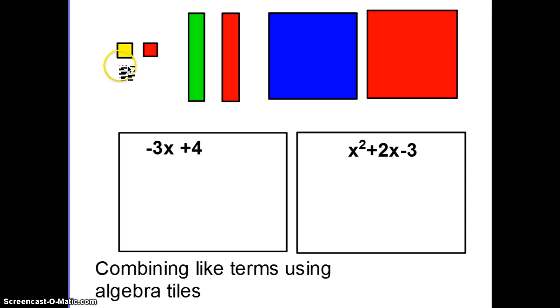You'll have small squares like this. They will be yellow on one side and red on the back. And then rectangles like this that are green on one side and red on the back. And then large squares like this that are blue on one side and red on the back. And each of these different types of tile has a value.